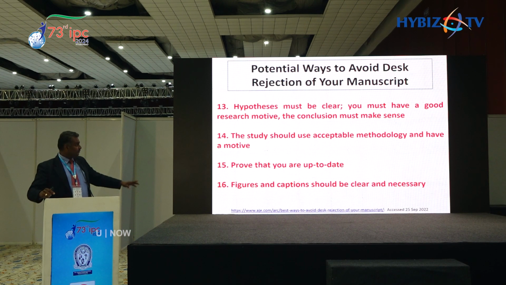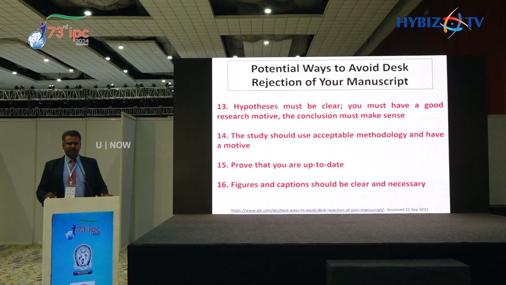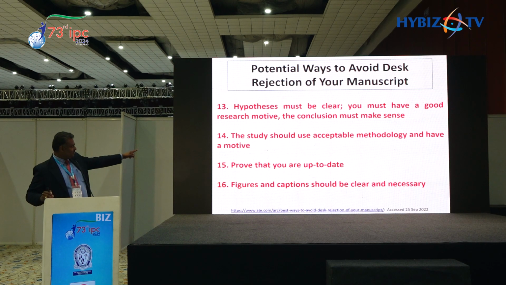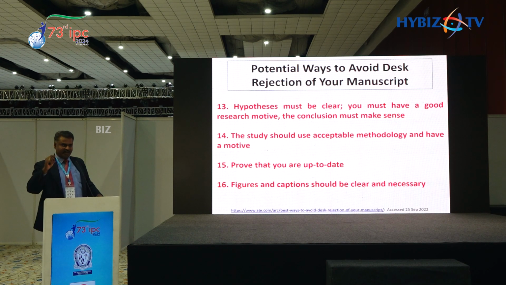Keep in mind, the hypothesis must be very clear. The study should use acceptable methodology. You cannot use, for example, annexin staining for a kidney section. Annexin is only for in vitro, not for in vivo. We could see some papers, and I don't know how they performed it, because that methodology is unacceptable. Make sure that your methodology is acceptable using the research onion model standards.